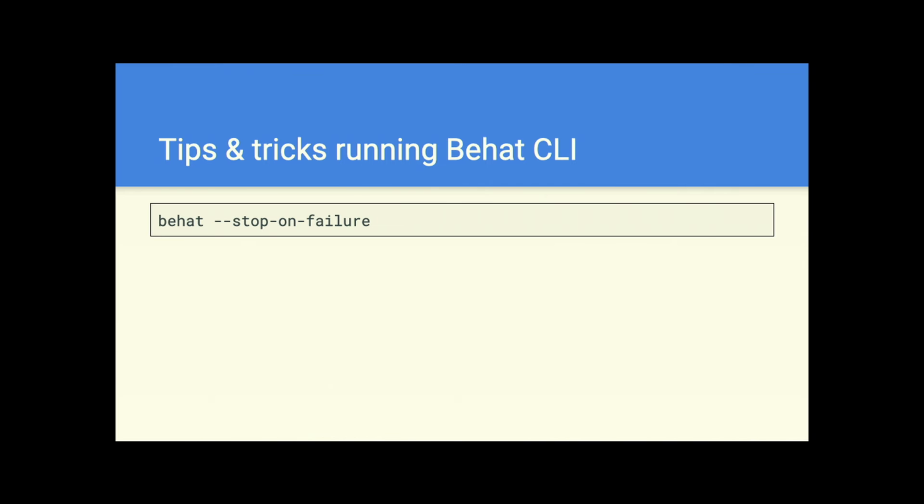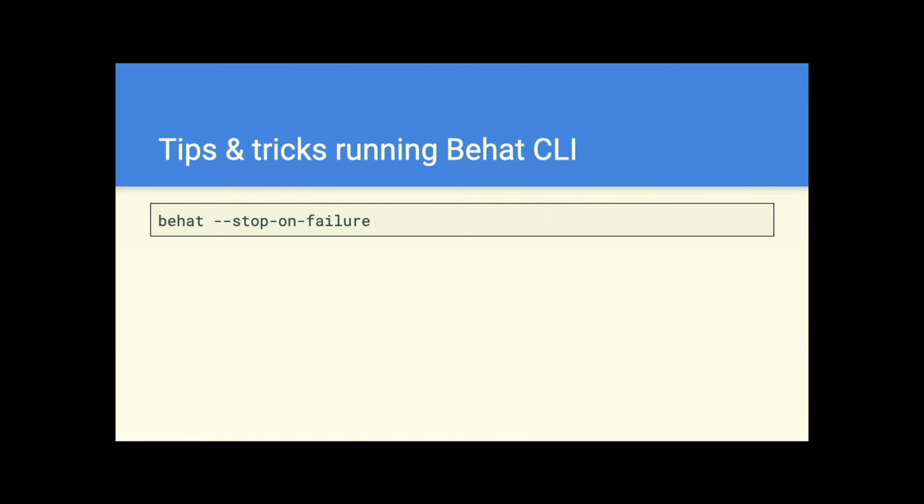Running Behat from the CLI. You can just run vendor bin Behat or Behat, and then it shows you in all of your steps, all of your tests. Each step is green until it's not. And in the end, you get a very nice summary of how many tests you ran, how many tests failed, which test failed, and then you have to scroll back up to see what the hell went wrong.